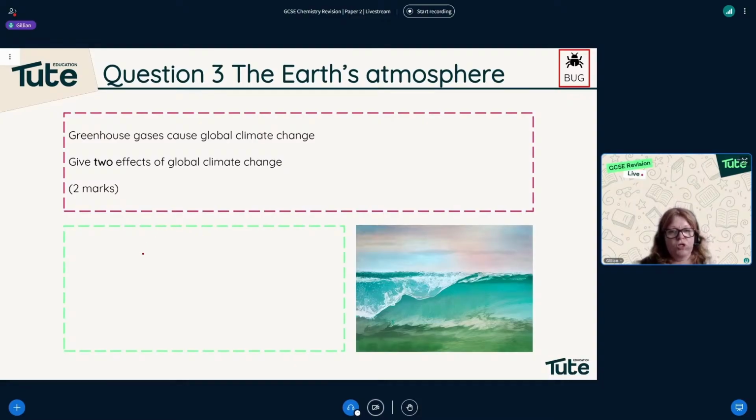Now, moving on to our next question. Greenhouse gases cause global climate change.